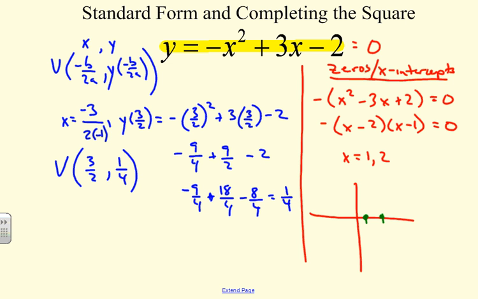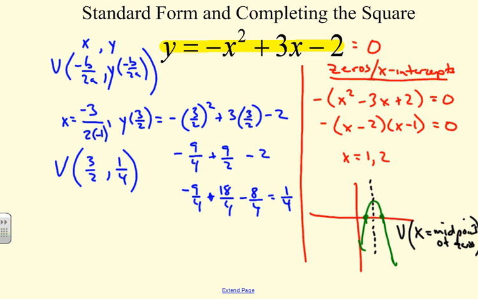Now, the vertex, when you draw the parabola, in this case the parabola is going to open down. But all parabolas have symmetry, and it's symmetry over the vertex. The symmetry is in the middle of the 2 zeros. So if we want to find the x value of our vertex, and we have our zeros, this x value is equal to the midpoint of the zeros.